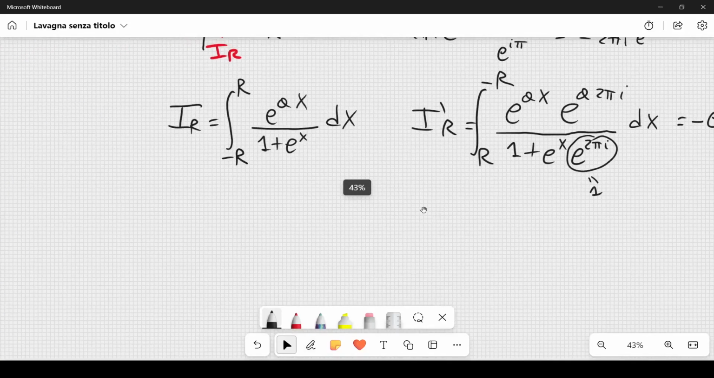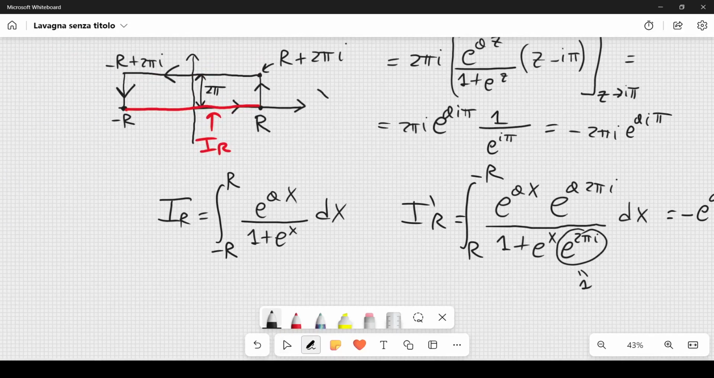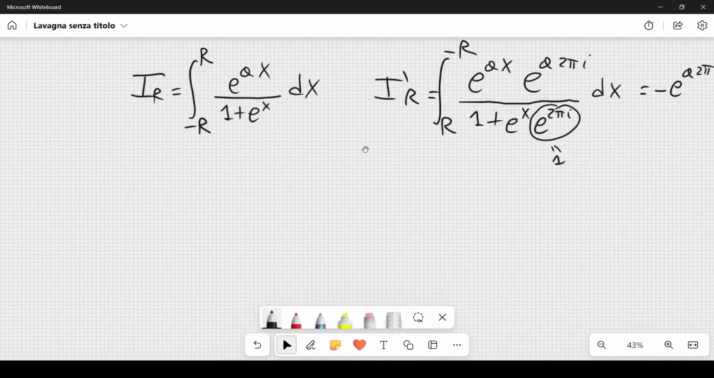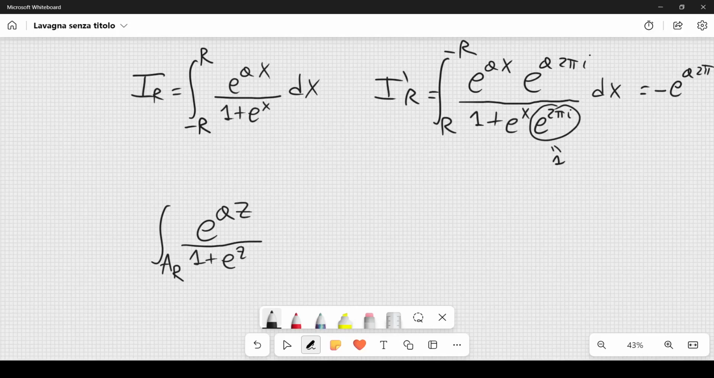And then you also have two integrals on the vertical sides, this one and this one. For example, let's consider the right vertical side, and let's call it A sub R. So we are going to integrate over A sub R. We have the integrand, which is e to the az divided by 1 plus e to the z, dz. And let's consider the absolute value, the magnitude of this.